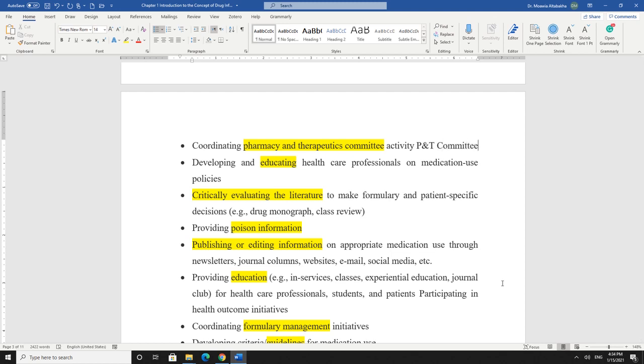This is an important committee, especially in large hospitals. They have this committee. What is this committee? What is this committee responsible for? One of the main responsibilities of this committee is to change, delete, and add medications to the hospital formulary.